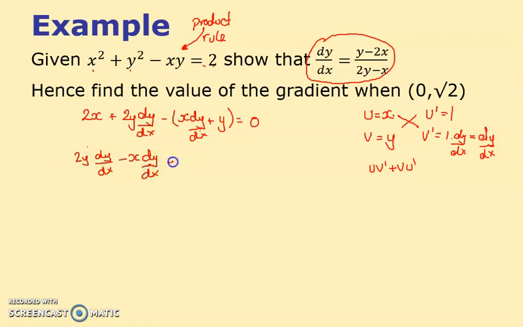Got both the dy by dx's together kind of thing, and then move the 2x over. Actually, I've got a minus y. I move that over, that becomes plus y. The 2x becomes minus 2x. And now you can probably see what I'm doing.